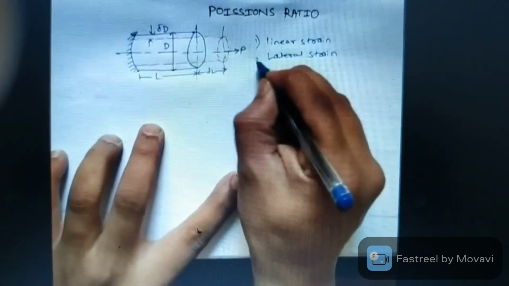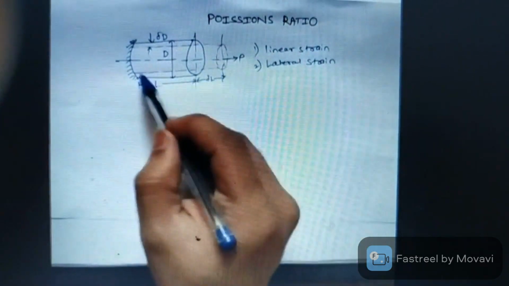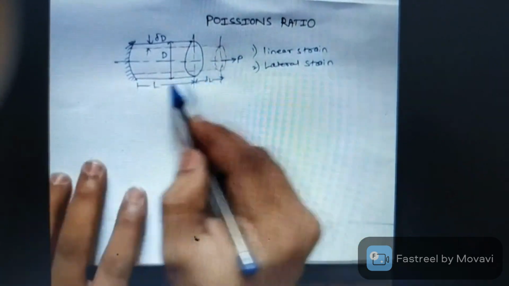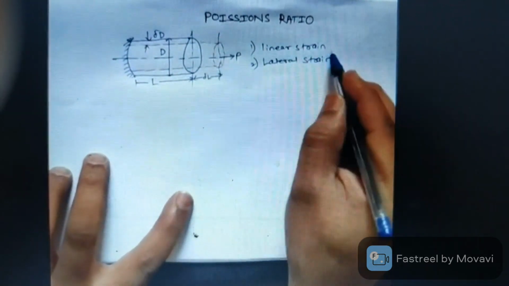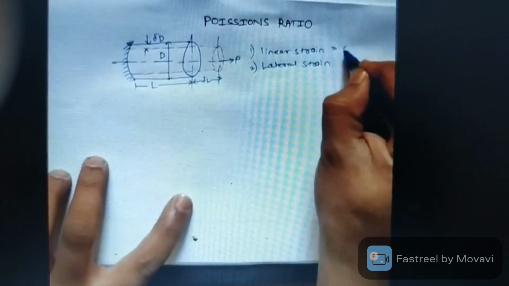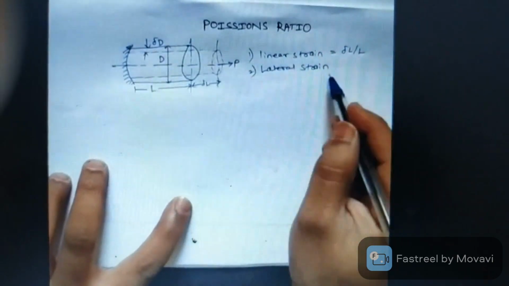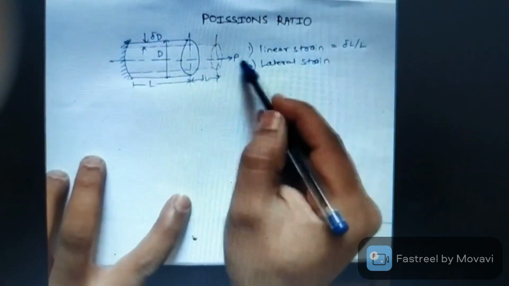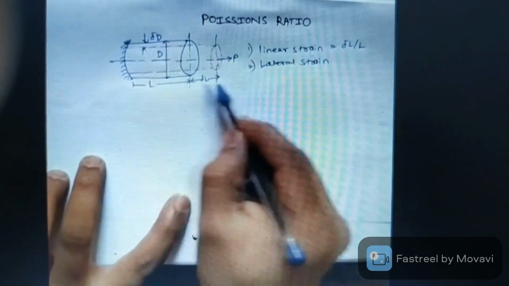Now, what is linear strain? The linear strain is the strain generated in the dimension which is in the direction of application of load. So here length is along the direction of load P, so your linear strain will be change in length upon original length. And what is the lateral strain? The strain which is getting generated in the direction perpendicular to the direction of loading. So here the diameter will get reduced as the length is getting increased.